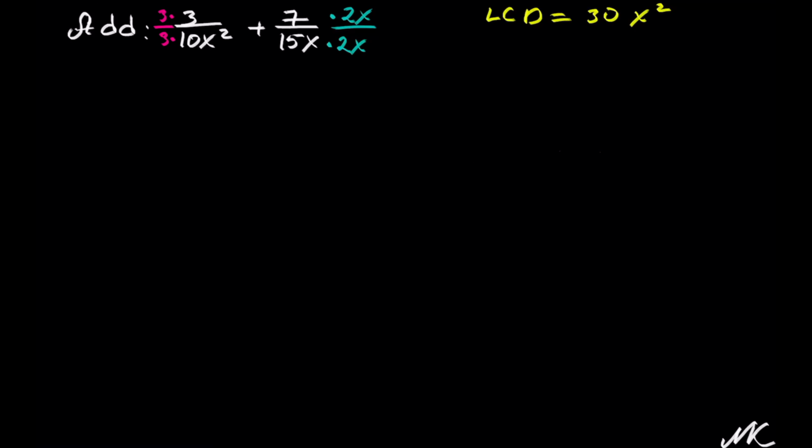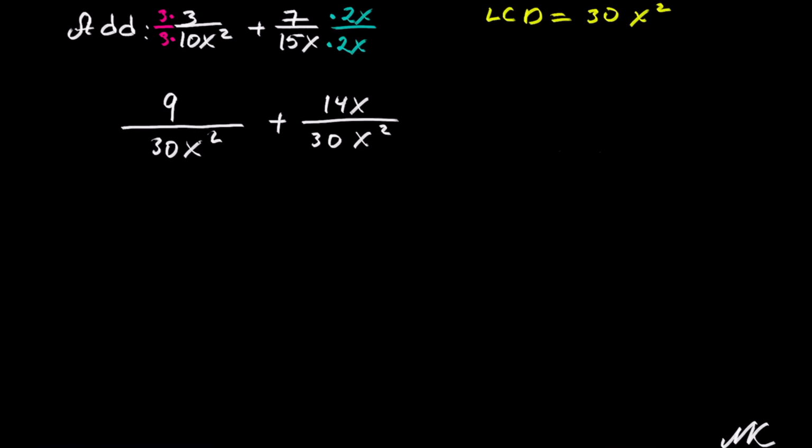Now we can begin adding the fractions. Let's simplify. In the first fraction, we have 3 times 3 in the numerator. This is 9 out of 3 times 10x squared, which gives us 30x squared, plus, in the second numerator, we have 7 times 2x. This gives us 14x out of, in the denominator, 15x times 2x. This gives us 15 times 2 is 30. x times x is x to the second.